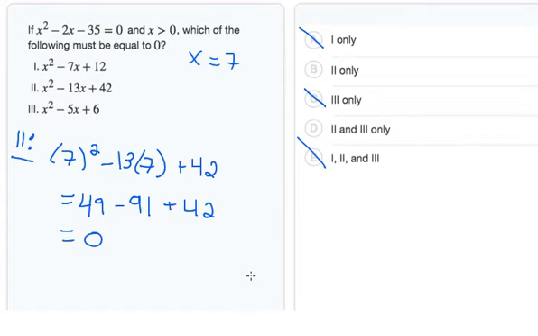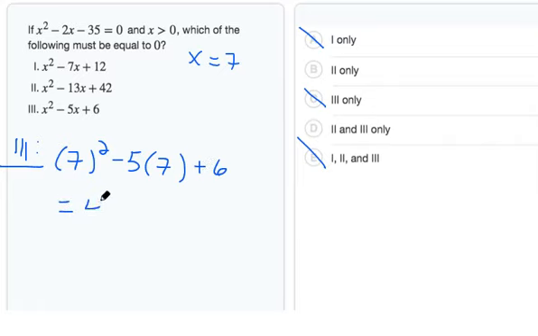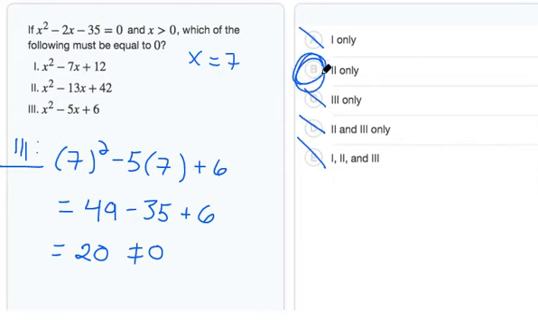So let's go ahead and check the last statement. We'll clear the board one more time and check statement 3. Plugging in 7, we have 7 squared minus 5 times 7 plus 6. So we end up with 49 minus 35 plus 6. And this actually equals 20. And 20 is definitely not equal to 0. So we can eliminate the choice where statement 3 would be true. So we can eliminate answer choice D, and the correct answer would be answer choice B.